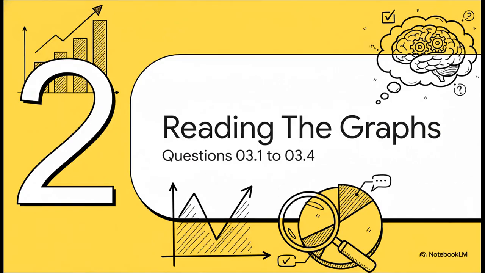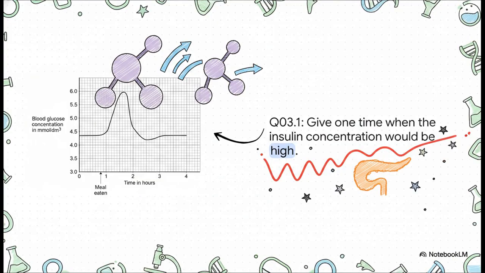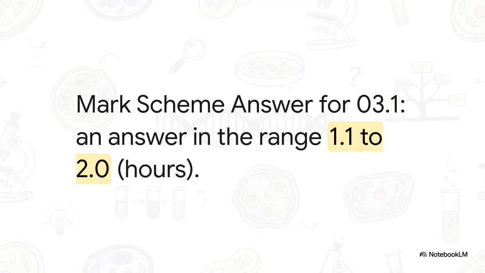Okay, let's get to it. We're going to start by really digging into the data on these graphs and see how we can bag these first few marks. Okay, so the question is asking for a time when insulin would be high. Now, what do we know? The pancreas pumps out insulin when blood glucose gets high. So our job is to find the peak on this graph. You can see right after the meal, the glucose level shoots up, hitting its highest point somewhere between 1 and 2 hours. And there you have it, the official answer.